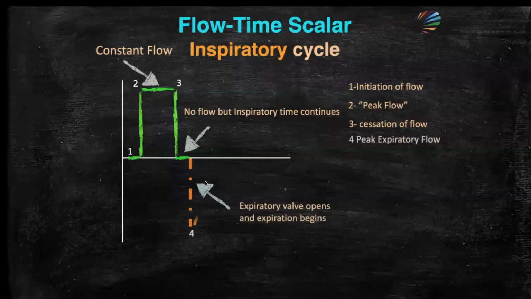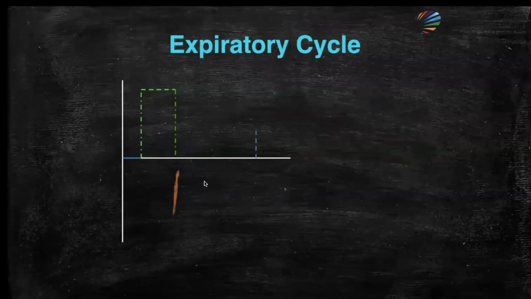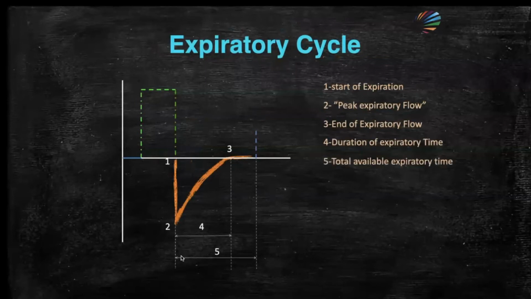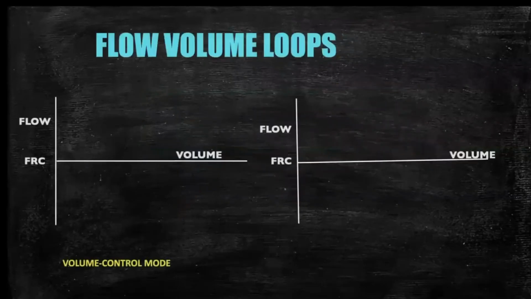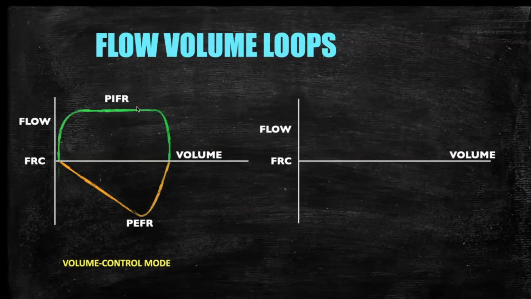So pulmonary mechanics wise, you have inspiratory time, and you have a total cycle time. When you look at expiration, you have peak expiratory flow, end expiratory flow, and this is your duration of expiratory time, and this is your total available expiratory time. So in the flow volume loop, you have peak inspiratory flow and peak end expiratory flow.